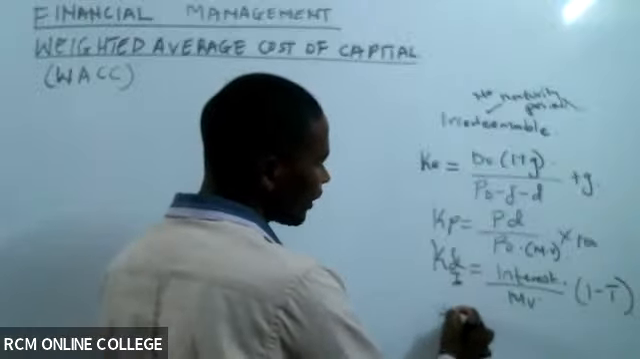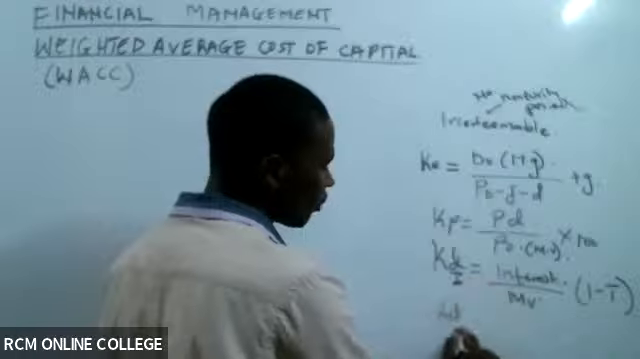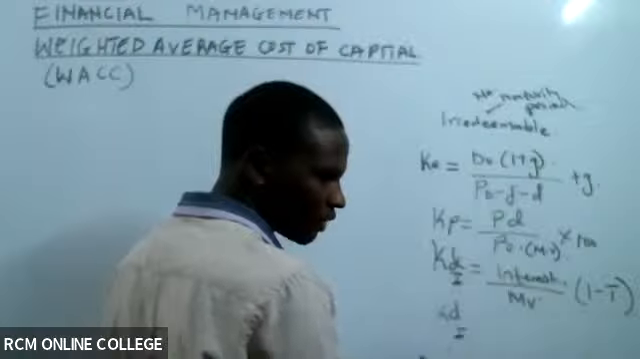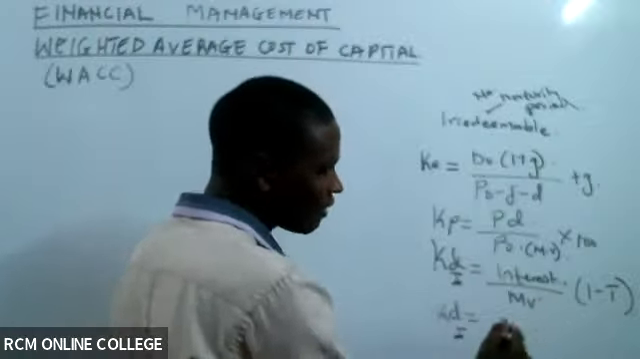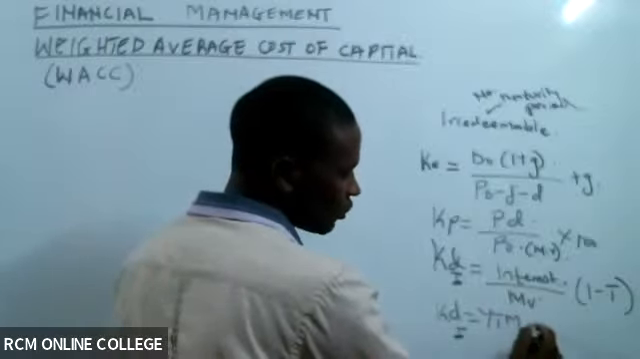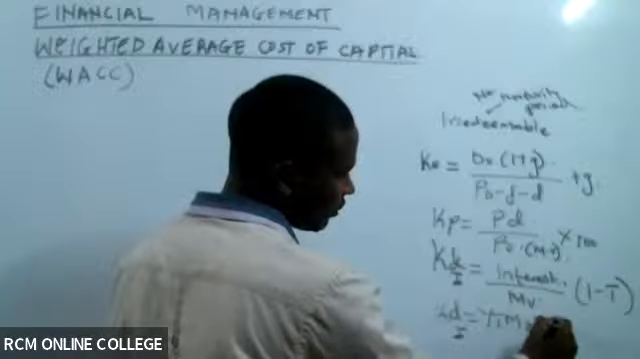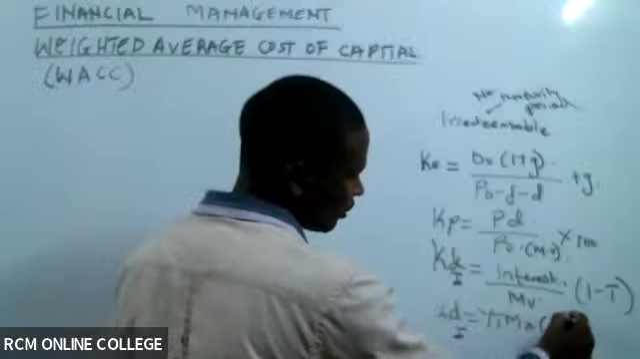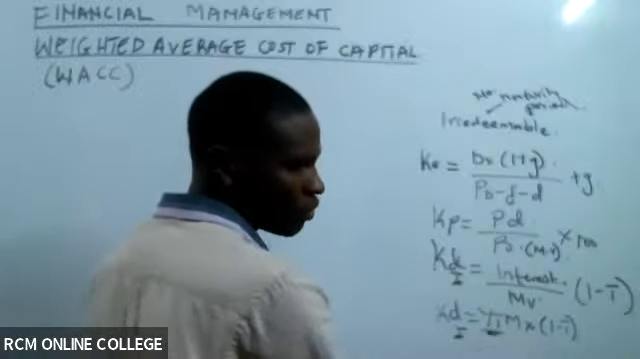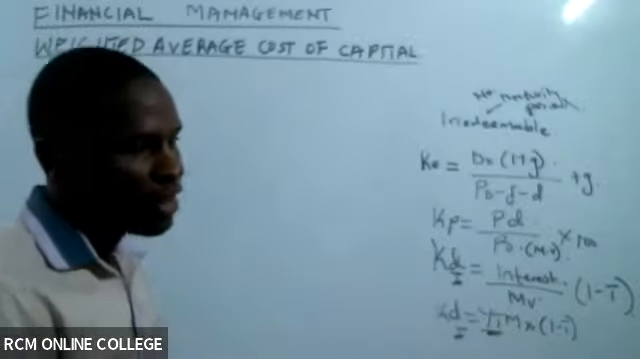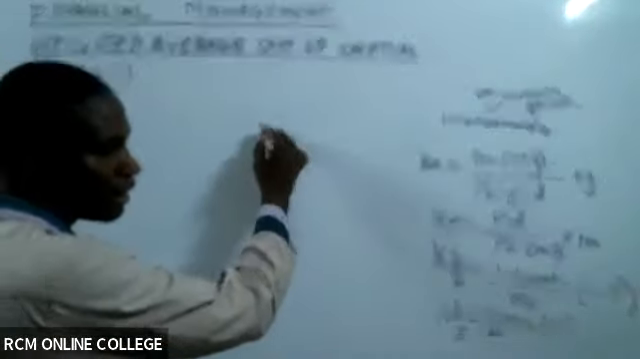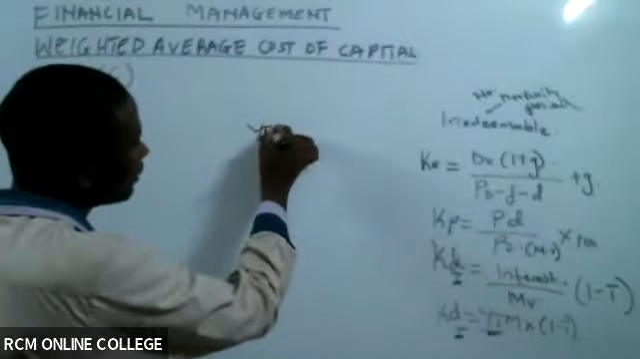So KD for the redeemable now, the one that has maturity period, is simple. It is given by YTM, yield to maturity. Then you adjust this for tax, 1 minus T. Now, the big thing is to remember how we get the YTM.